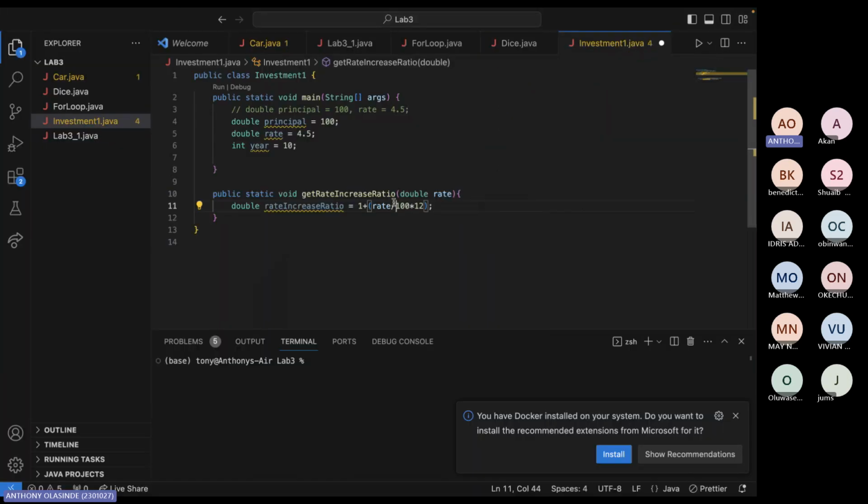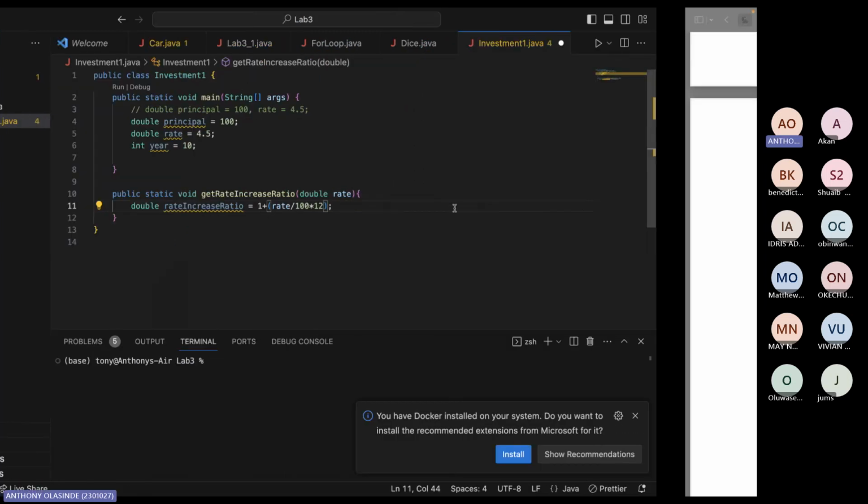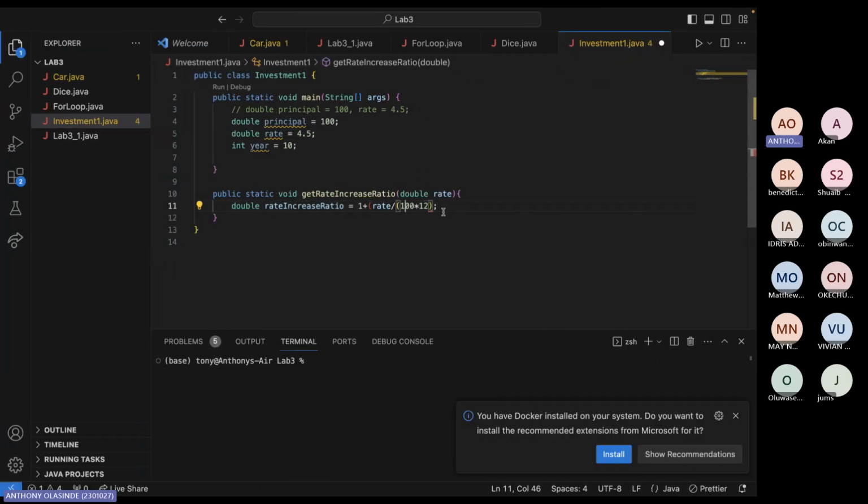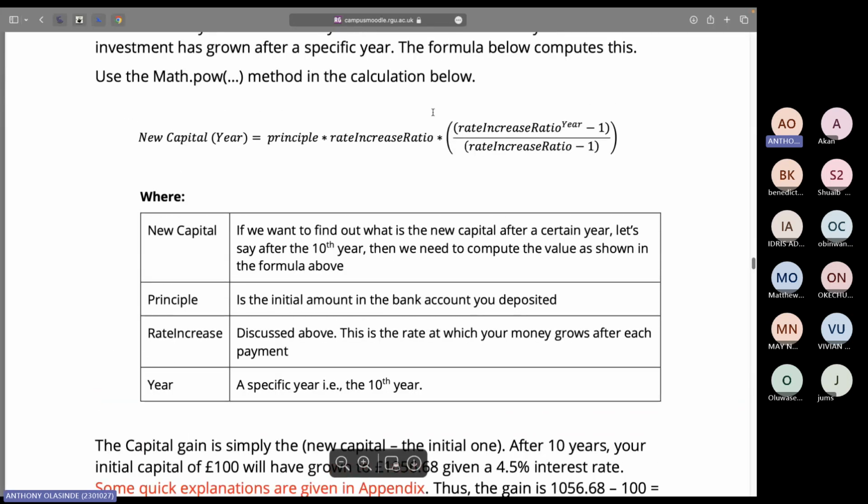So to make things group together as a single entity, you introduce your own bracket. That gives you the rate increase ratio: 1 plus rate over that. Then you can return rate increase ratio. Since the rate increase ratio is a double, you change void to double. So easily here you can say your double rate increase ratio.